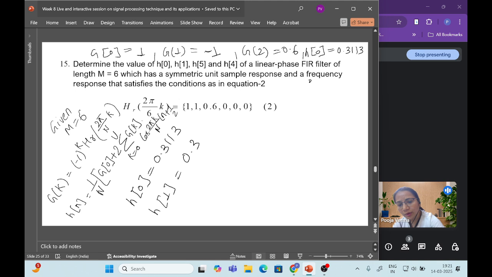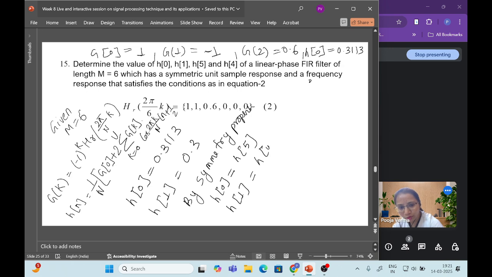Right? So by symmetry property, if you see, you can say that h of 0 must be equal to h of 5, right? And h of 1 must be equal to h of 4, and h of 2 must be equal to h of 3, because m is equal to 6, right? So those values will be equal.